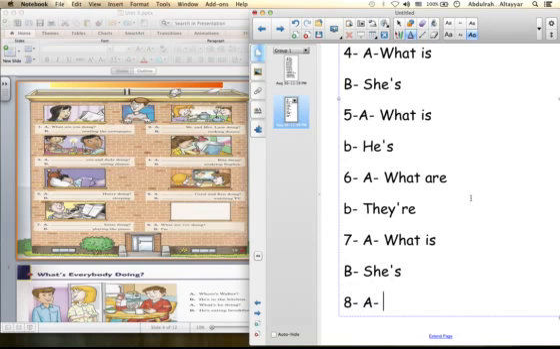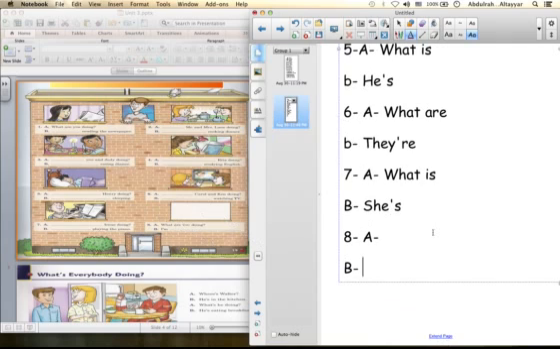Number 8. Now he's asking you, what are you doing? So what would you do? What are you doing in the classroom? So the question is, what are you doing? What would you say? We have I'm. Yes, studying. You are in the classroom. What are you doing in the classroom? You would say, I'm studying. Yes, excellent job, guys. Very well done.